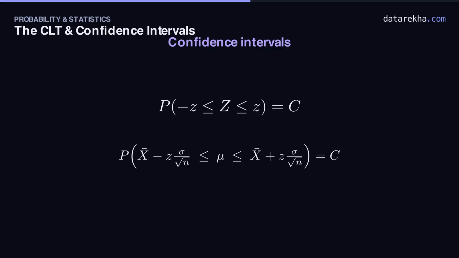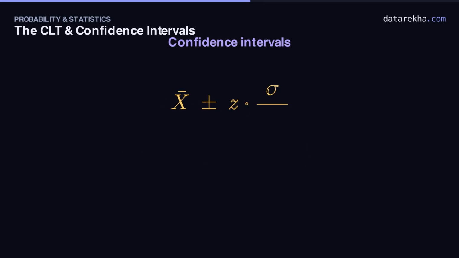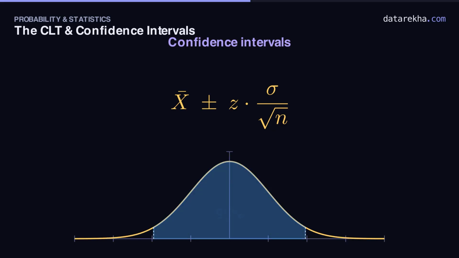errors with probability C. So a two-sided confidence interval for the true mean, when sigma is known, is simply x bar plus or minus z times the standard error: the sample mean at the center, and a margin on each side. Geometrically, z marks where the middle 95% of the bell sits. The shaded band between minus z and plus z is your confidence level. The tails left over are the 5% you're willing to miss.